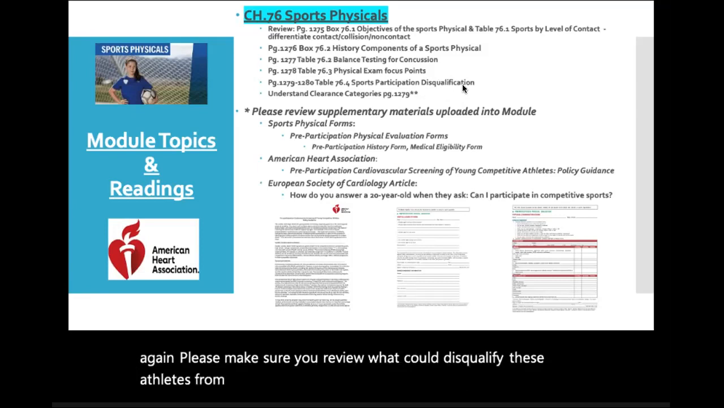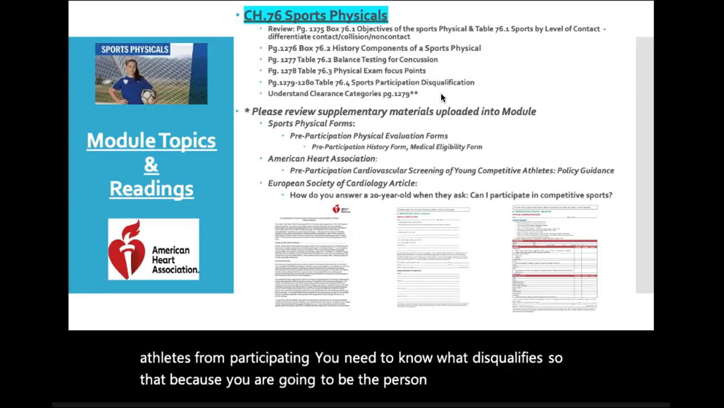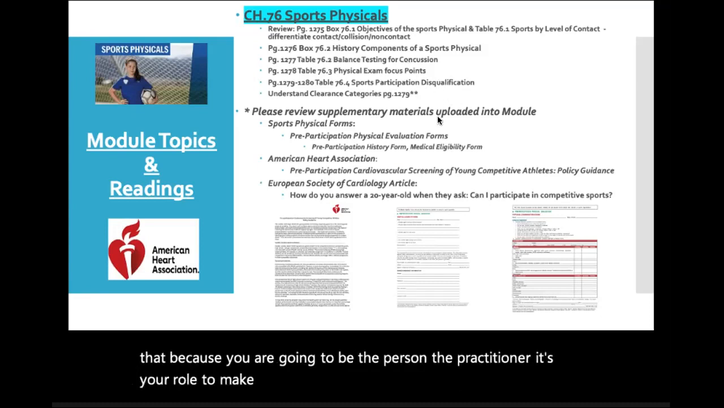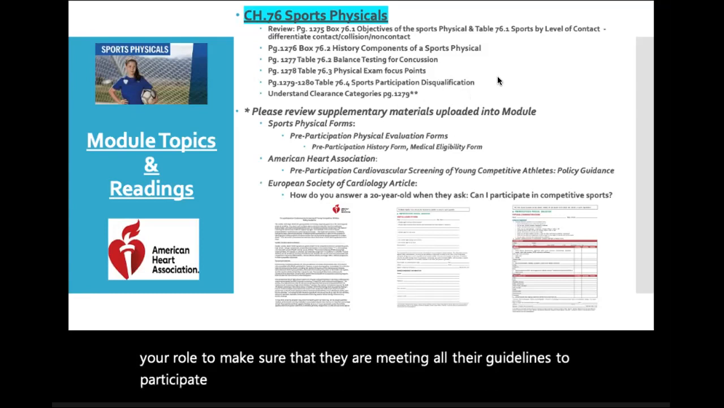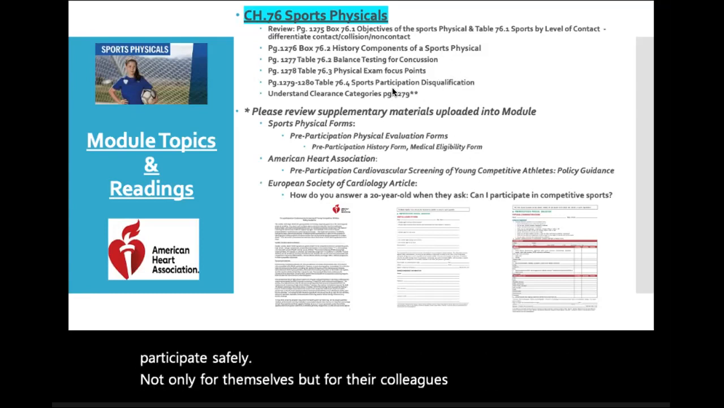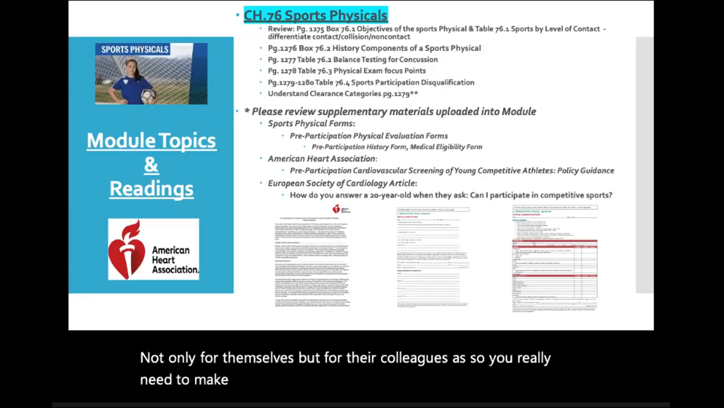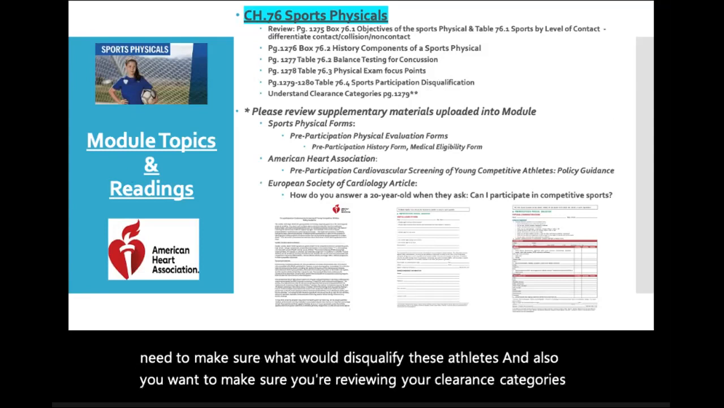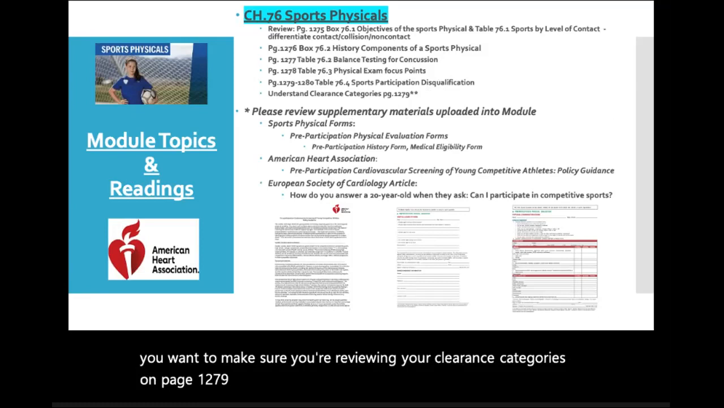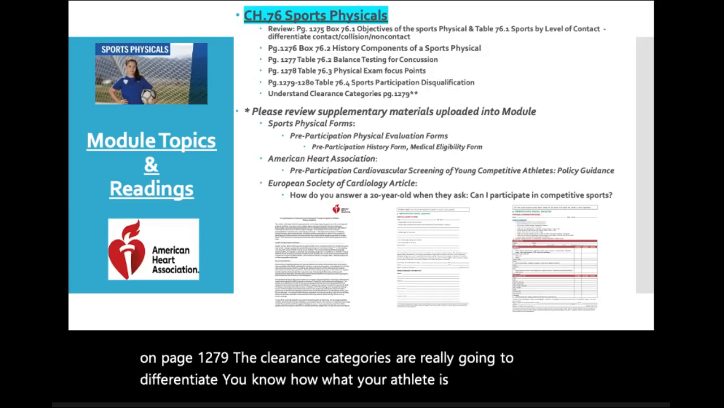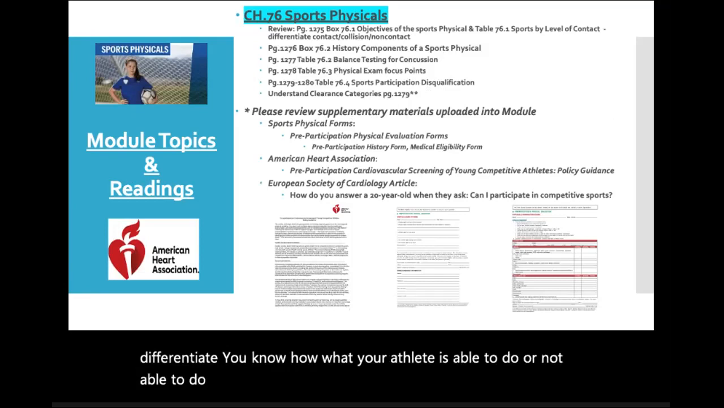You need to know what disqualifies, because you are going to be the practitioner, and it's your role to make sure that they are meeting all their guidelines to participate safely, not only for themselves, but for their colleagues as well. So you really need to make sure you know what would disqualify these athletes. And also you want to make sure you're reviewing your clearance categories on page 1279. The clearance categories are really going to differentiate what your athlete is able to do or not able to do. So you need to make sure that you're very clear on that as well.